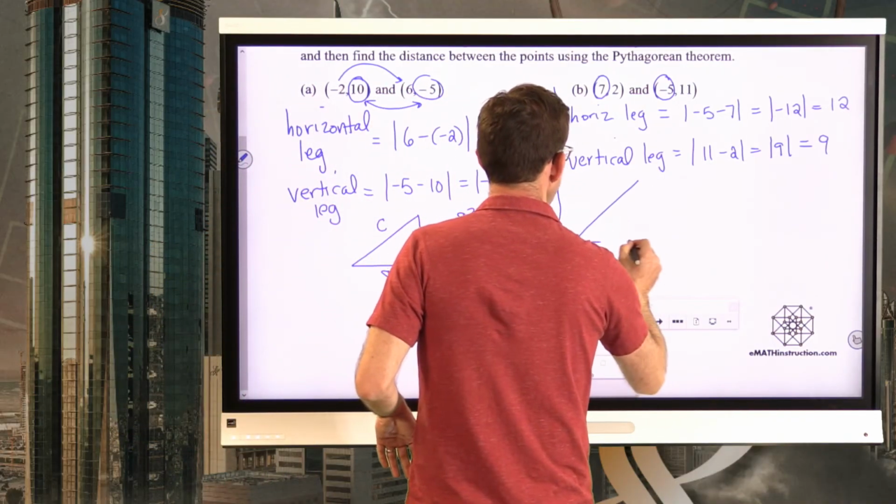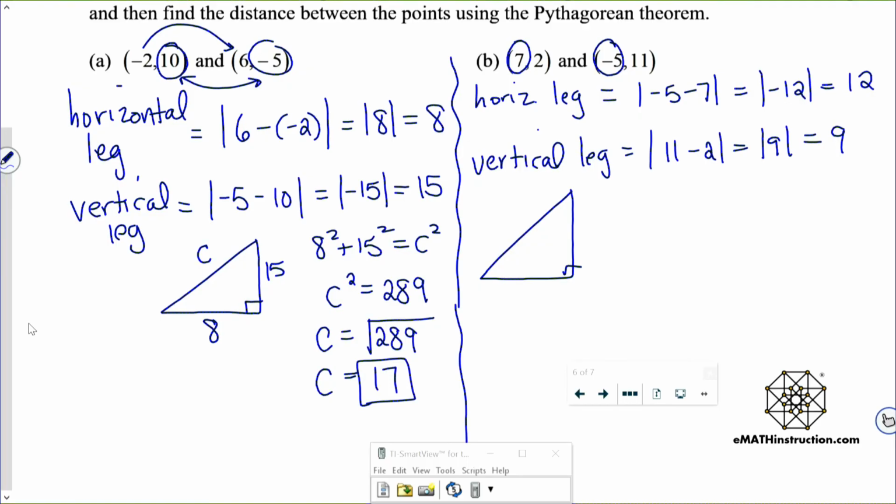You don't even need to draw a picture, but it's kind of nice to have one, right? We know that the horizontal leg is 12, the vertical leg is 9. And now it's like at right angles. There we go. All right, I want C. So I'm going to have 9 squared plus 12 squared is equal to C squared.